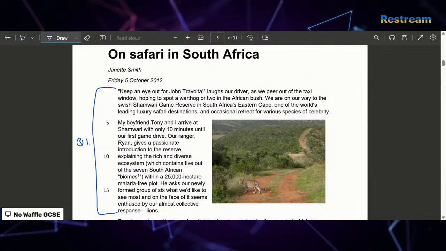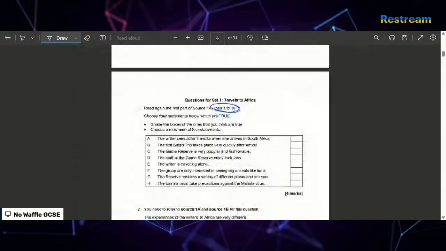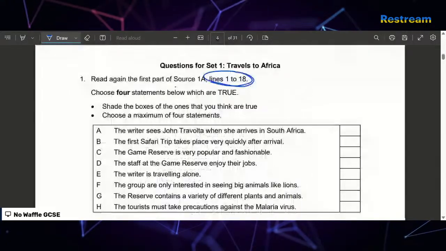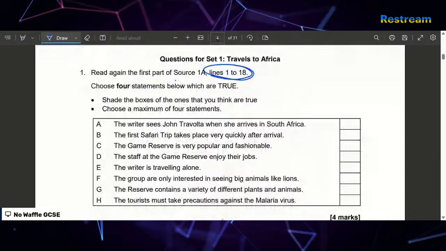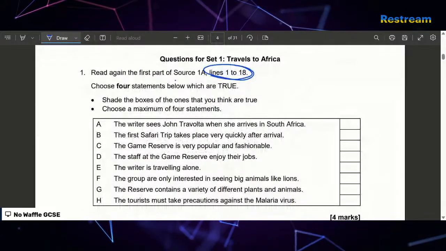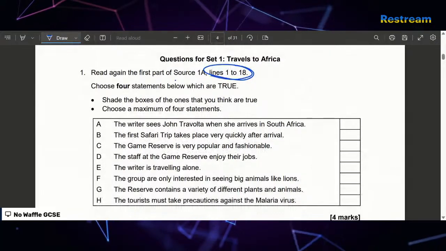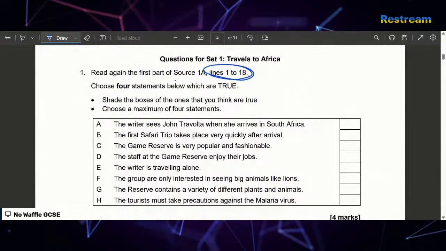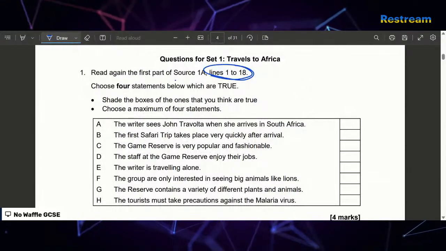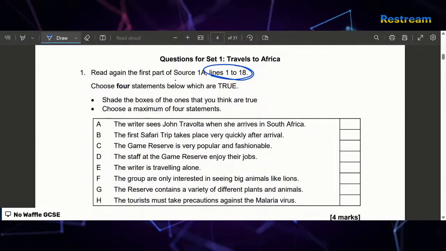Okay, so we've read the first part of that extract, and now let's answer the question 1. So question 1, shade the boxes of the ones you think are true. So the writer sees John Travolta when she arrives in South Africa. The first safari trip takes place very quickly after arrival. The game reserve is very popular and fashionable. The staff at the game reserve enjoy their jobs. The writer is travelling alone. The group are only interested in seeing big animals like lions. So we definitely know that's true.